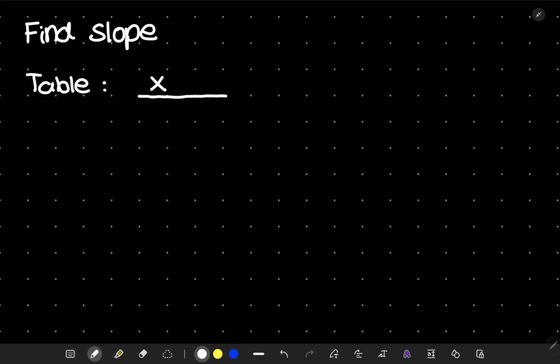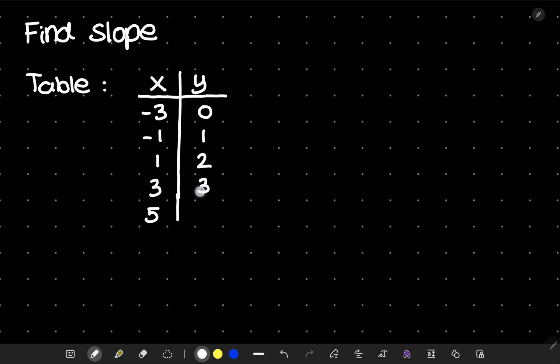We have x and we have our y output. X is our input while y is our output. If we remember what that means, that basically means there are certain x values and there are certain y values that are associated with them. We're going to have -3, then -1, then 1, then 3, then 5, and it keeps on going. Meanwhile, for the y, we're going to have 0, 1, 2, 3, 4.